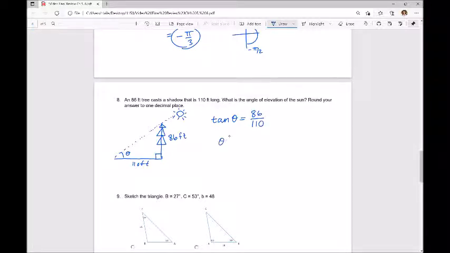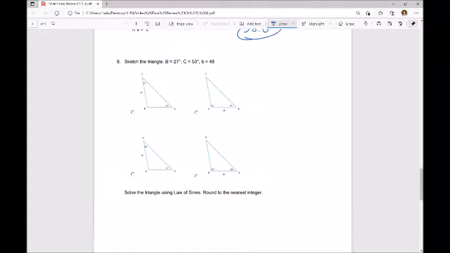So to solve for theta, I can just take the tangent inverse of both sides. So I get theta is tangent inverse of 86 over 110. And if I were to plug that into the calculator, you should get roughly 38.0 degrees. So that's rounded to 1 decimal place.